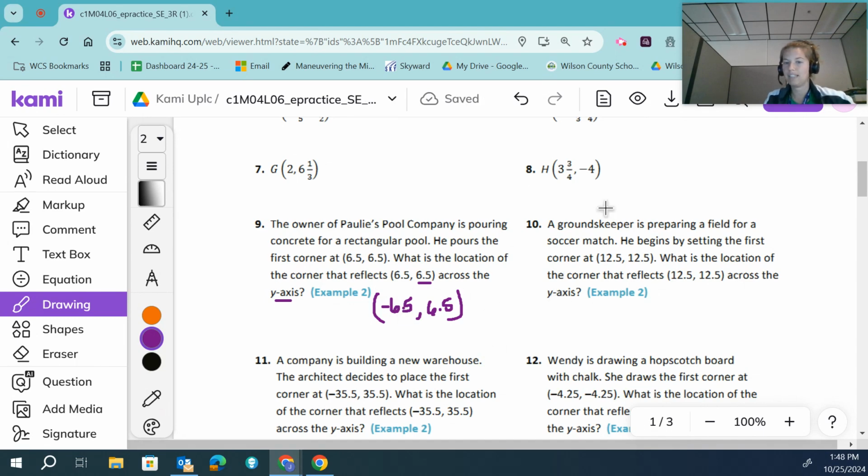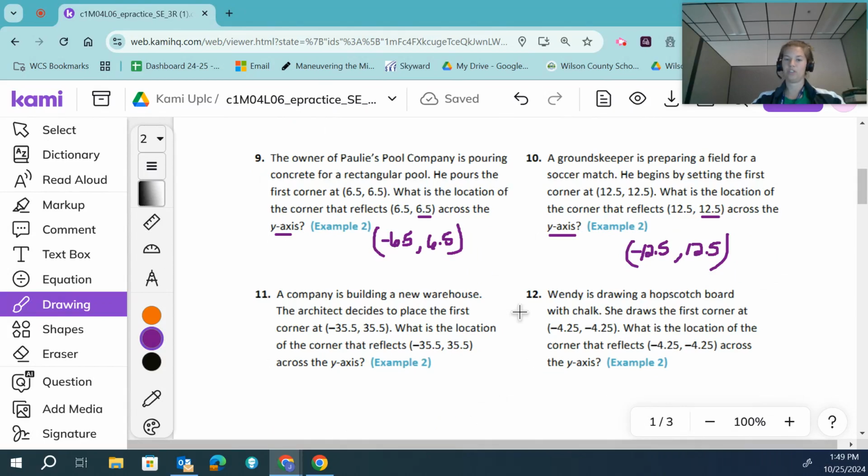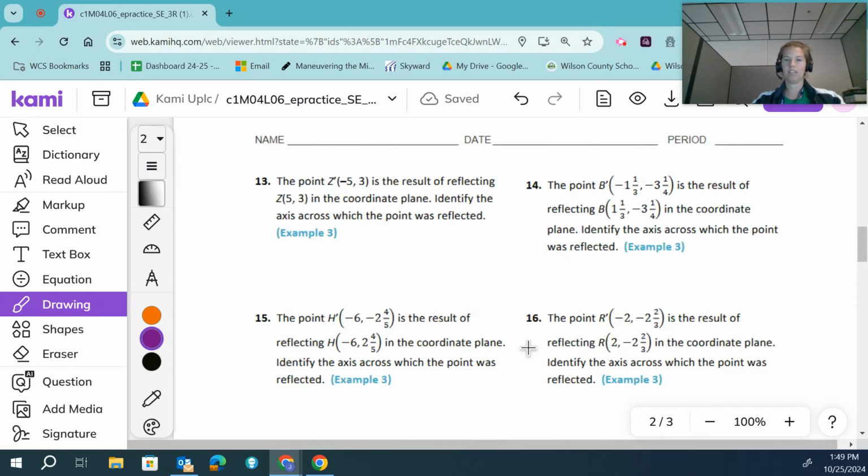Again, this next one: a groundskeeper is preparing a field for a soccer match. He begins by setting the first corner at 12.5, 12.5. What is the location of the corner that reflects 12.5, 12.5 across the y-axis? So again, the y value stays the same, and my x value becomes the opposite. So negative 12.5, 12.5. There are two more for you to try like that.